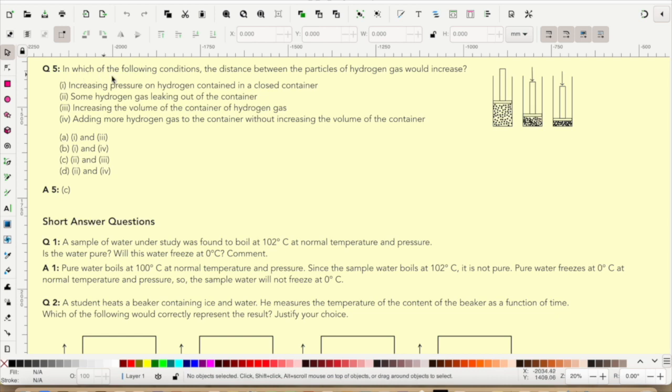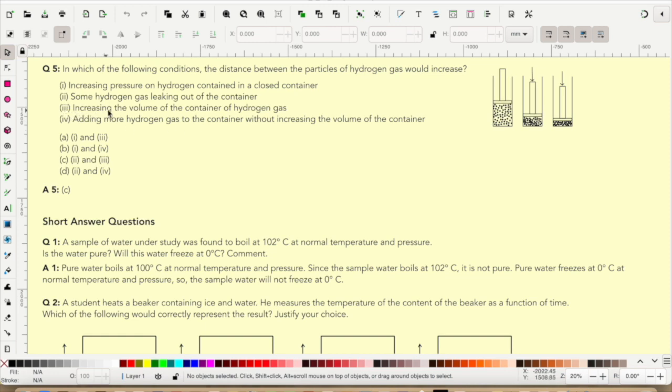Fifth question. In which of the following conditions the distance between the particles of hydrogen gas would increase? First statement is increasing pressure on hydrogen contained in a closed container. We have seen in piston cylinder example that if the pressure on the gas is increased, it will decrease the distance between the particles. So this statement is wrong. Second statement is some hydrogen gas leaking out of the container. Volume of the container is fixed. If some gas particles move out of it, there will be lesser number of particles. That is, distance between them will increase. So this statement is correct.